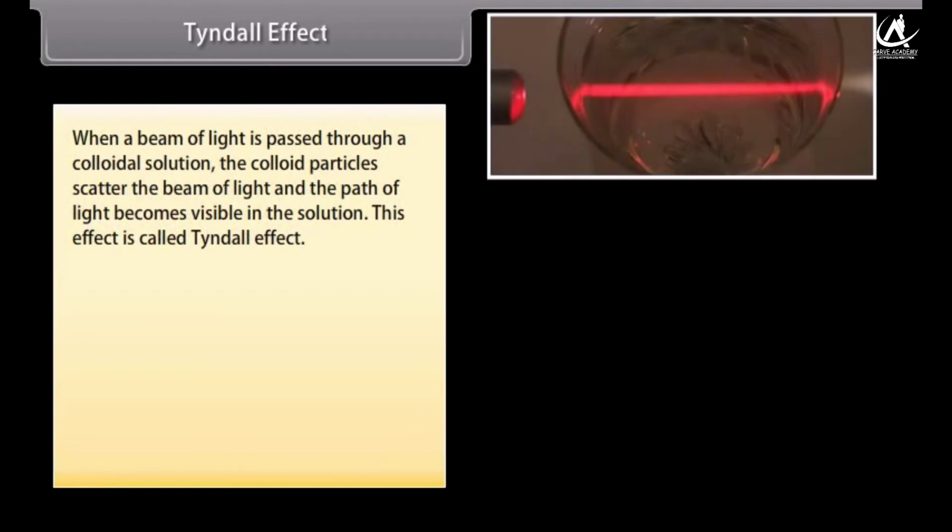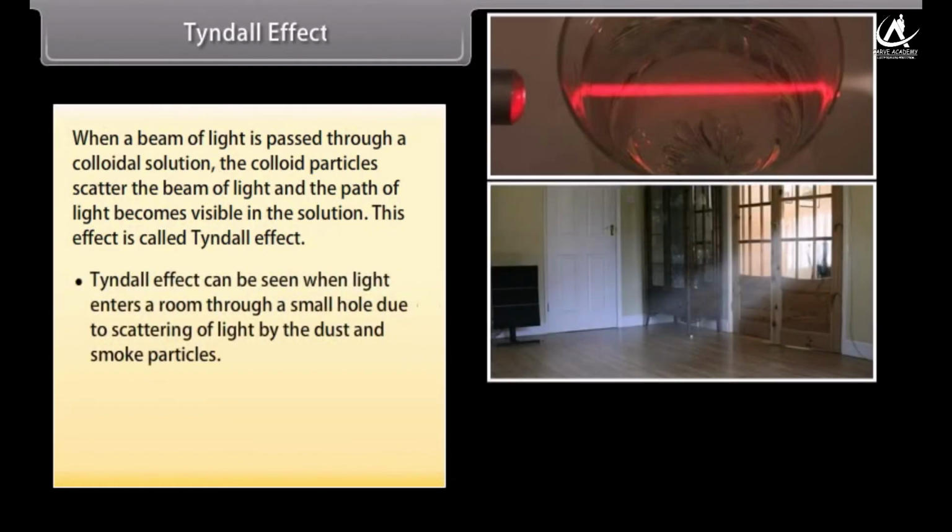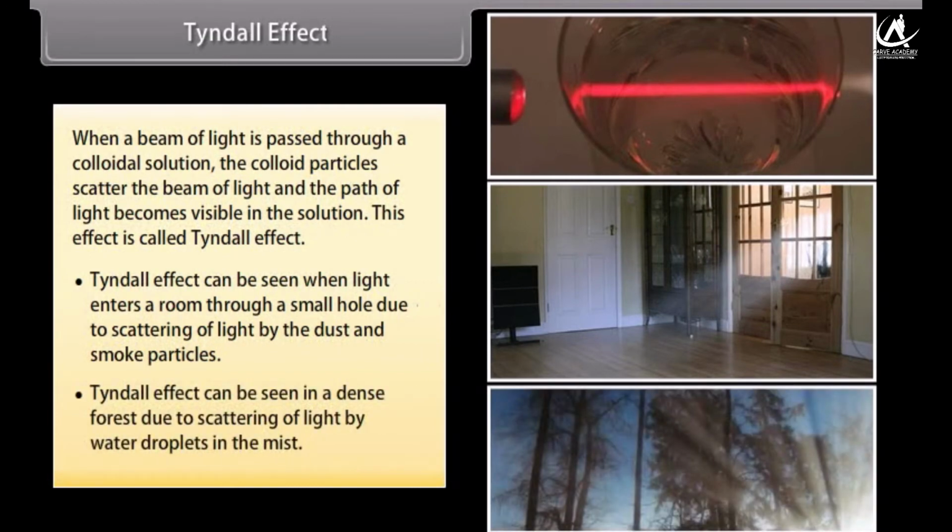Tyndall effect. When a beam of light is passed through a colloidal solution, the colloidal particles scatter the beam of light, and the path of light becomes visible in the solution. This effect is called Tyndall effect. Tyndall effect can be seen when light enters a room through a small hole due to scattering of light by the dust and smoke particles. Tyndall effect can be seen in a dense forest due to scattering of light by water droplets in the mist.